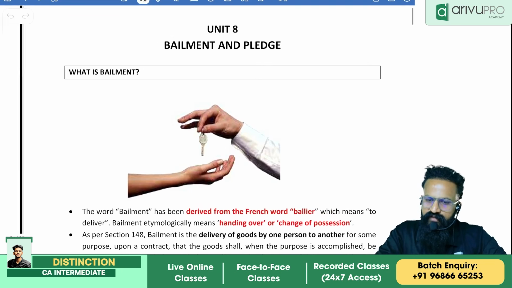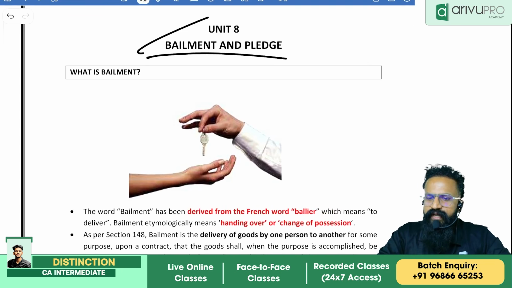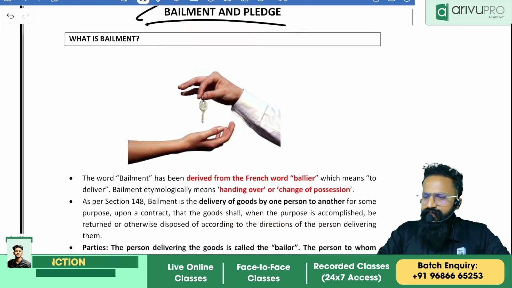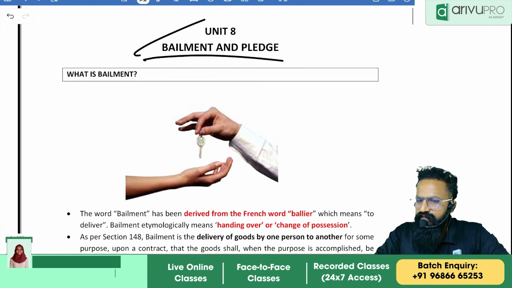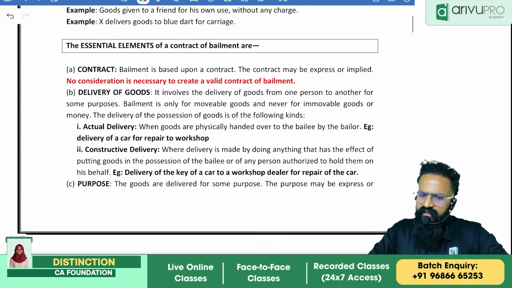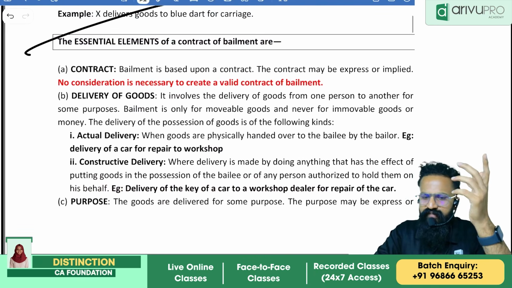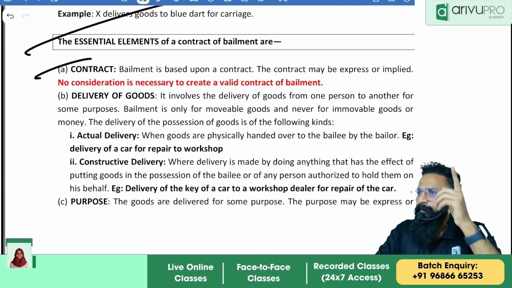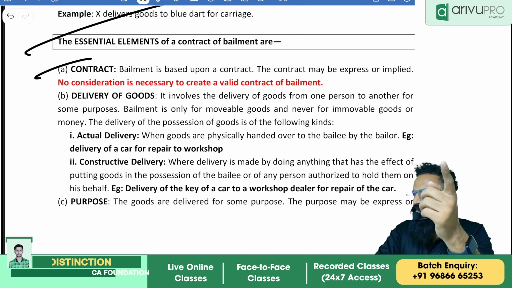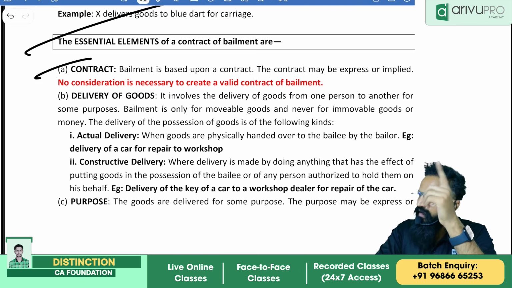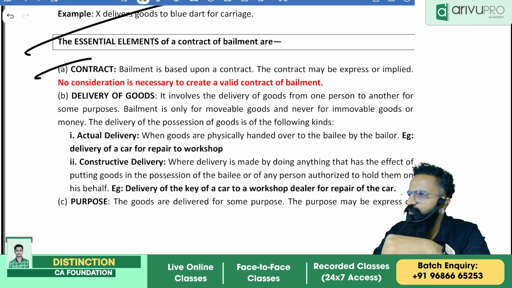Unit 8, people: bailment and pledge. Important things we will do. Essential elements of a contract of bailment. What are the essential elements? Bailment, people: first thing, it has to be express or implied. It has to be movable goods. It cannot be immovable goods.